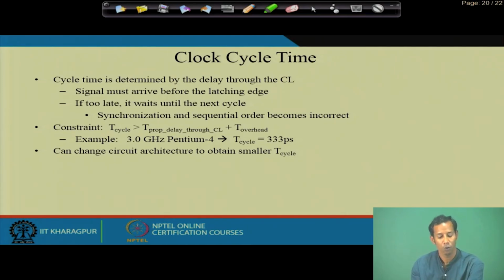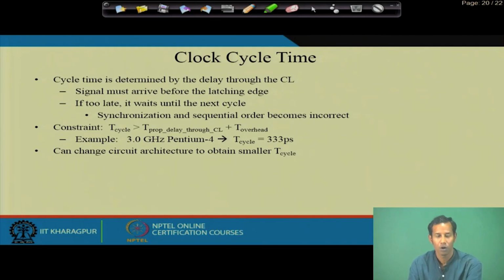Why? Because all the signals have to arrive before the latching edge, and if the signals arrive too late, they wait until the next cycle. That means at that particular clock edge it will miss, and because of that, the synchronization and the sequential order will become incorrect. If my input coming from the combinational logic to the registers is delayed, the data will be missed at the event which I intend, and it will totally mess up the synchronization and the sequential order of my following design.